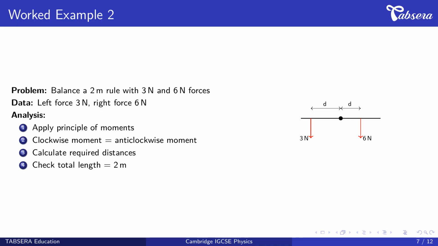Third, use the constraint that d1 plus d2 equals 2 meters. Fourth, solve simultaneously. From the moment equation, d1 equals 2 times d2. Substituting, 2d2 plus d2 equals 2 meters, so d2 equals 0.67 meters and d1 equals 1.33 meters. The diagram shows the balance system with forces creating equal and opposite moments.